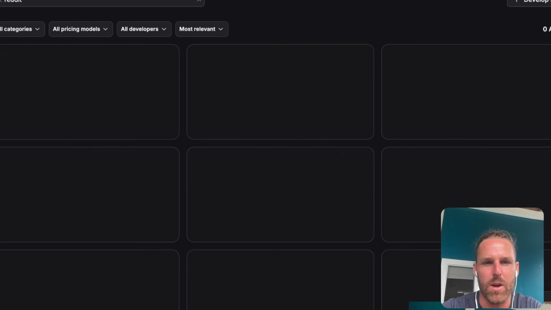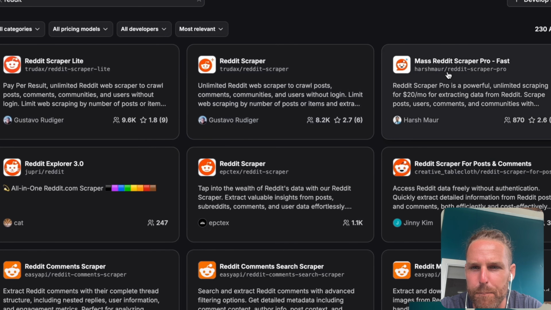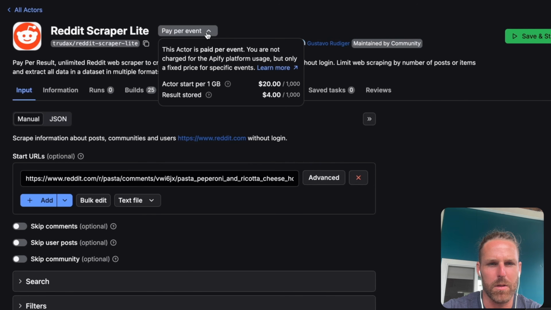So if we want to scrape Reddit, I'll search for Reddit Scraper Lite, pay per result, unlimited Reddit web scraper to crawl posts, Reddit Scraper Pro fast. There's all these different scrapers, right? If I just go to Scraper Lite, we'll pay per event, $20 for 1,000.